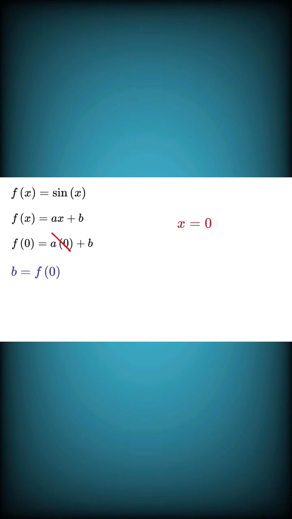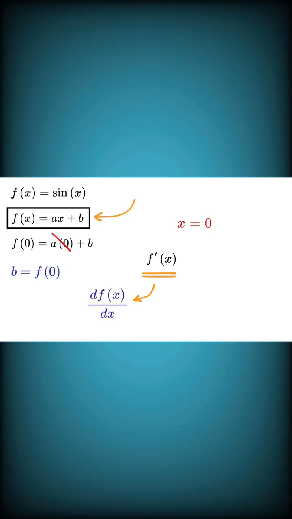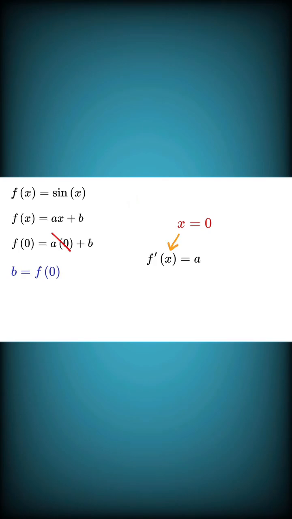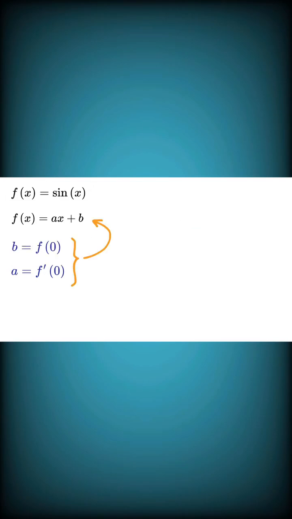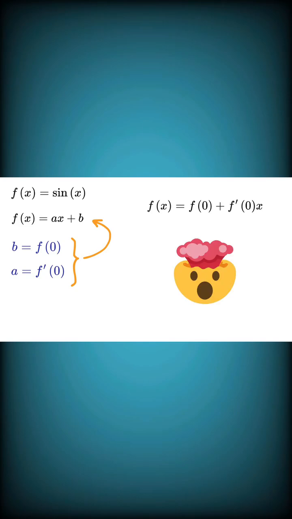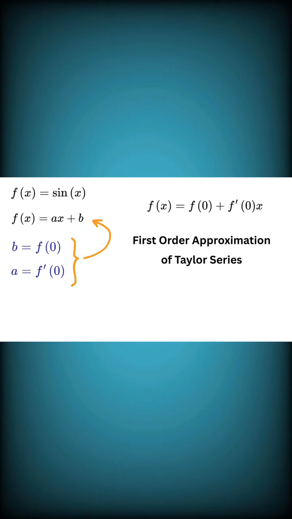Now do one thing. Differentiate on both sides of this equation with respect to x to get f prime of x, which is nothing but the first derivative, or df over dx, equals the derivative of ax plus b, which is simply a. Now put x as 0 to get a as f prime of 0. Like for this specific case, where f of x is the sine of x, f prime of x will be the cos of x, which is the derivative of the sine of x. Now replace the values of a and b with these to get this. Oh my god. It is the first-order approximation of the Taylor series, isn't it?